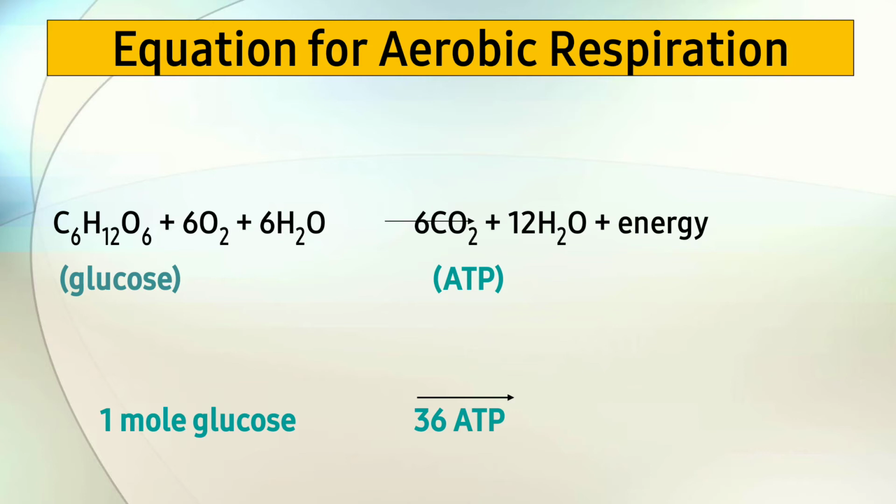One molecule of glucose gives 36 ATP. Understand? One molecule of glucose is converted into energy. And what is the value of one molecule of glucose? It is 36 ATP. From one molecule of glucose we get 36 ATP, that is the energy.